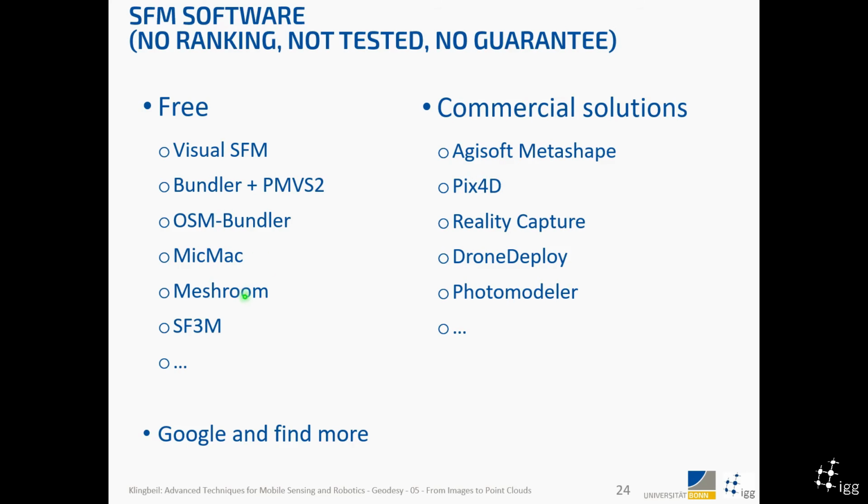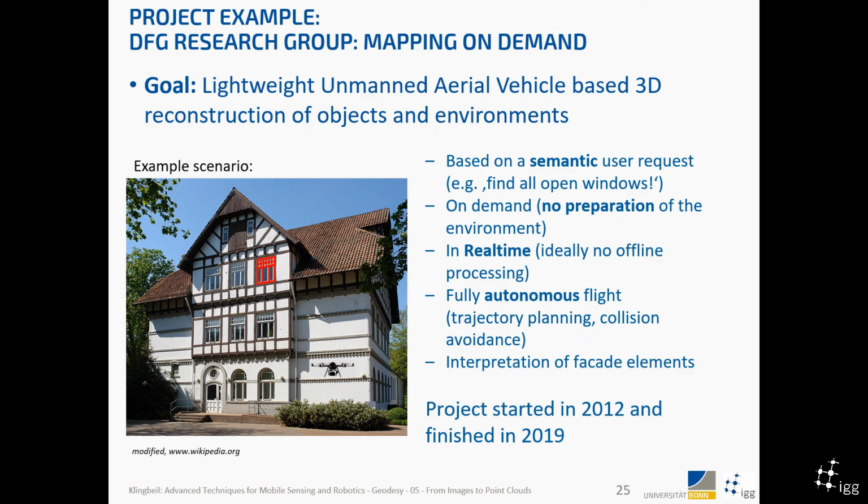So now we come to the project examples that I wanted to mention. The first project example is a DFG research group, which is called Mapping on Demand. It was started in 2012 and finished in 2019, and it involved many groups. I would show you who was involved. The idea was to generate 3D reconstruction of objects and environments using a lightweight unmanned aerial vehicle.